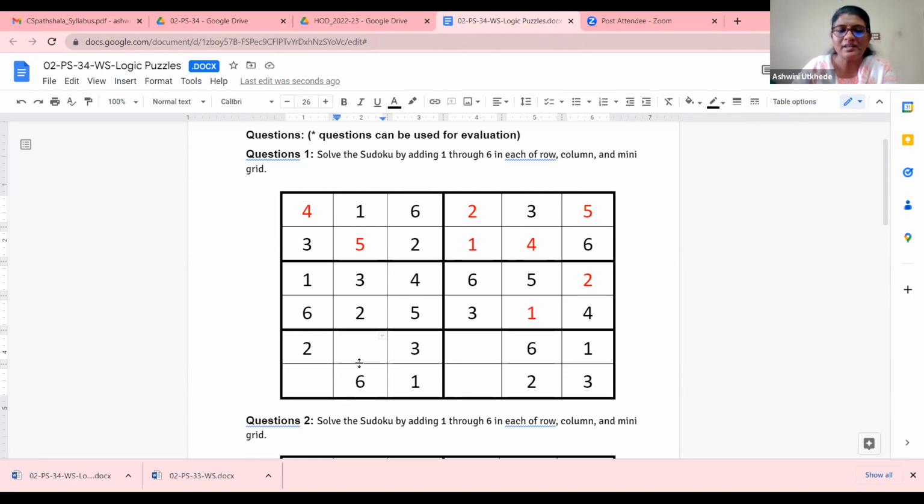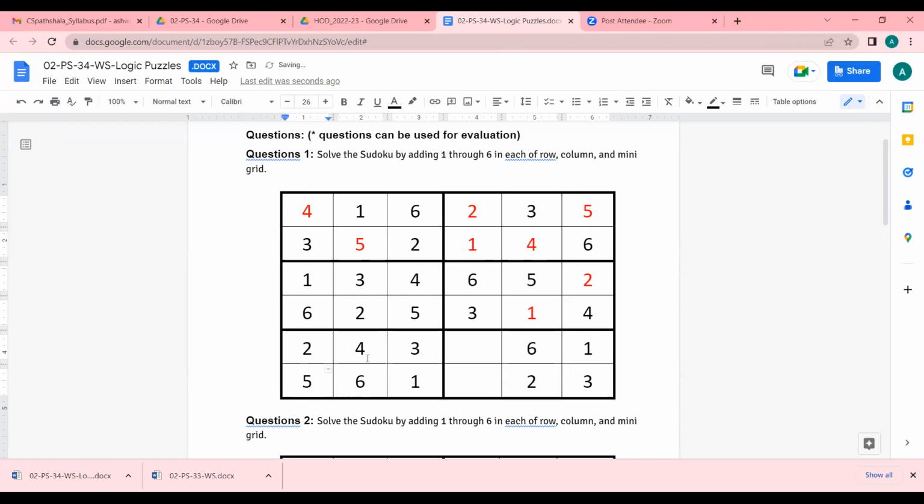So 1 is already there, 2 is there, 3 is there. Where should 5 be placed, and where should 4 be? 4 should be in the second column. Okay. And the remaining 5 should be in the first column.